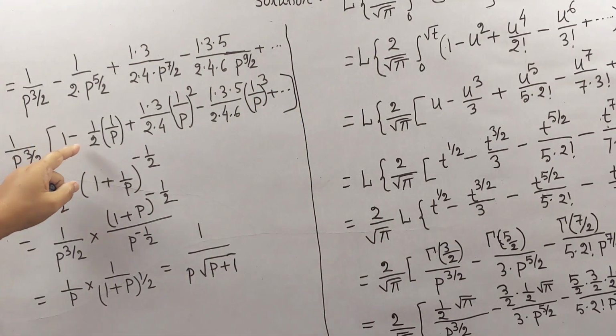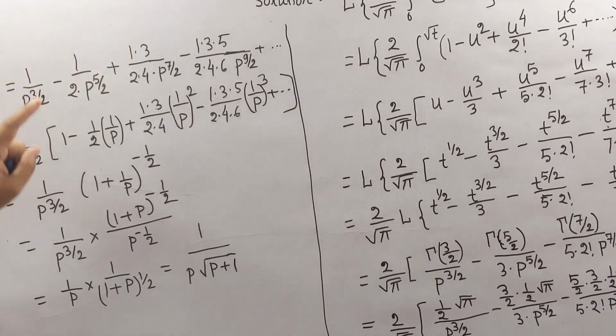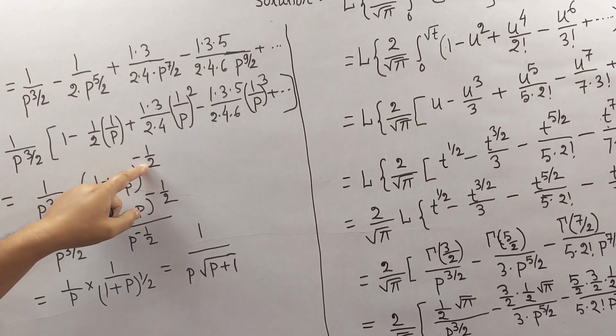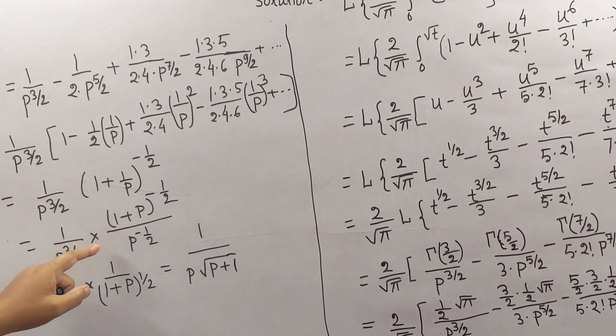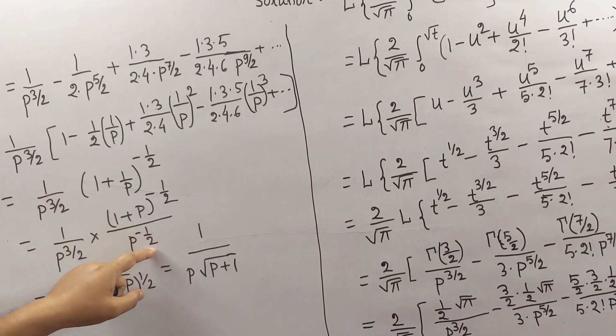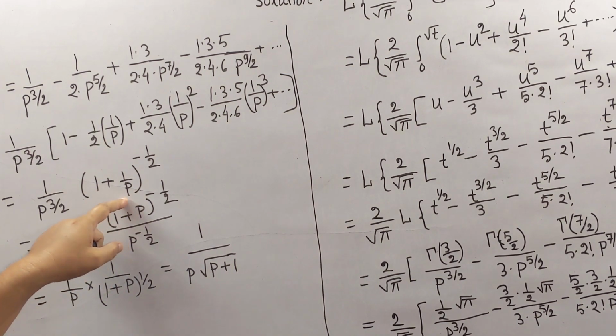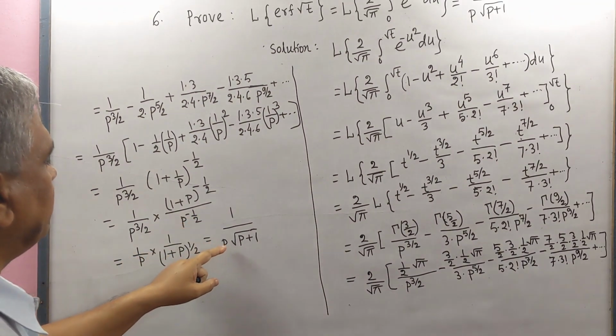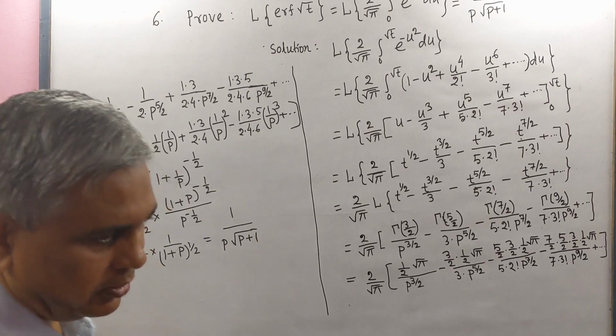This is the binomial expansion of (1 plus x) to the power minus half. So here the value of x is 1 by p. So we get (1 plus 1 by p) to the power minus half, and here p to the power 3 by 2 times p to the power minus half becomes p, and here 1 by 1 plus p to the power 1 by 2. This is 1 by p into square root of p plus 1.